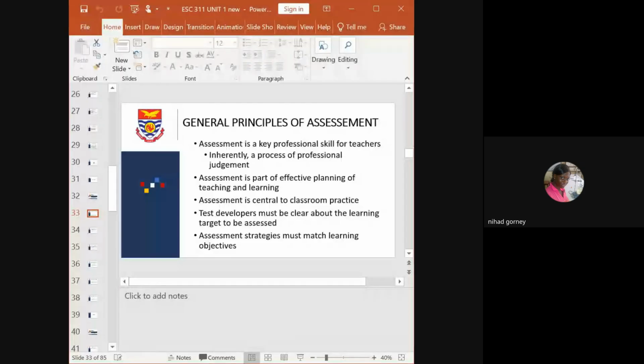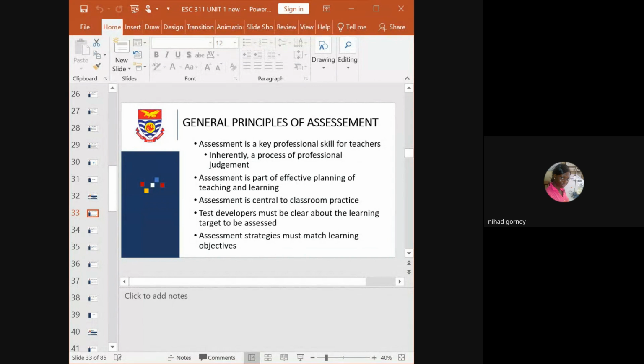One, the fact that assessment is a key professional skill that teachers should have. So if you are aiming to be a professional teacher, then you must develop your assessment skill. And so inherently, it is a process of professional judgment. We as aspiring teachers should have that idea that we want to build on our assessment skill. It's not only about tests, but about observations, about how we even test students' skills, psychomotor, behaviors, cognitive, and all that. So it's a key professional skill that every teacher should have.